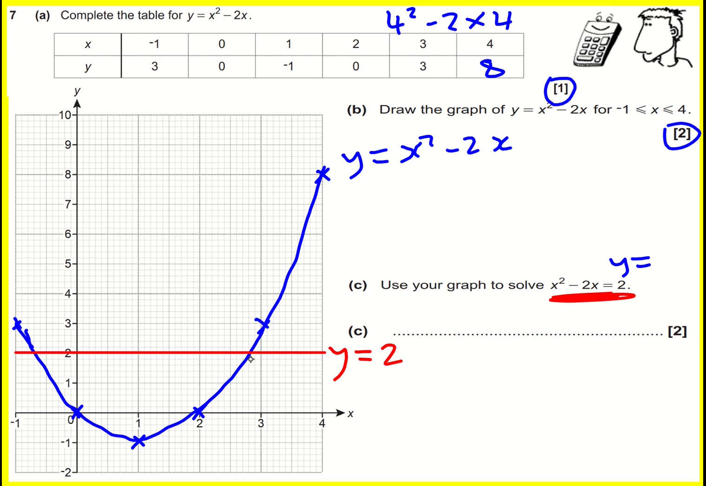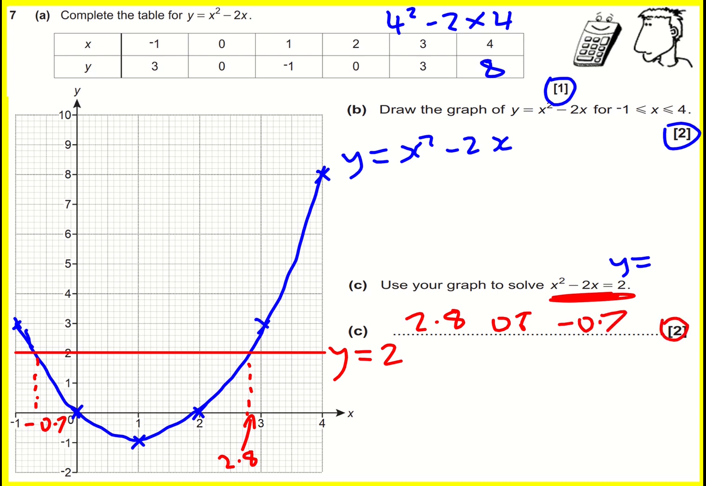And I could just read down from my graph. Dotted lines are always advisable. And this one's going to give me 2.8. But there's another one here. If I read down from here, okay, that's going to be minus 0.7. So I need those two solutions in there.